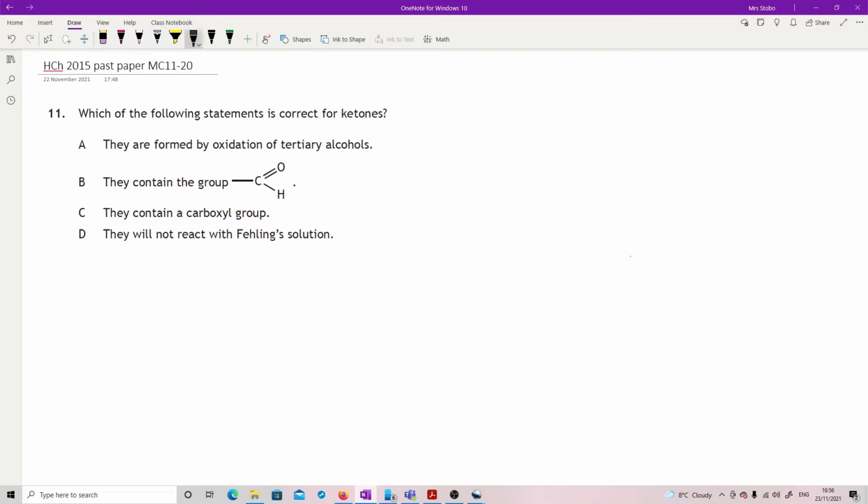Which of the following statements is correct? Okay, question 11. Which of the following statements is correct for ketones?